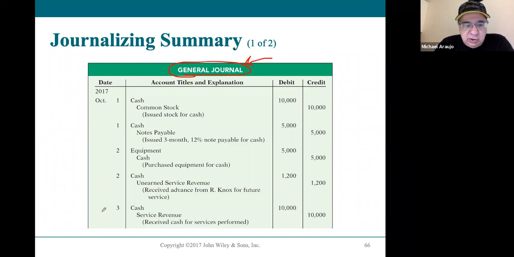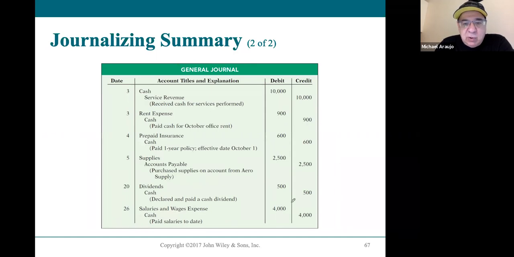This is what a journal looks like for Sierra Corporation. This is the start of October. This is the end of October. This is all the information, all the activity that went into the journal for Sierra Corporation. And then as your homework, you had to go ahead and post all of these into the ledger.